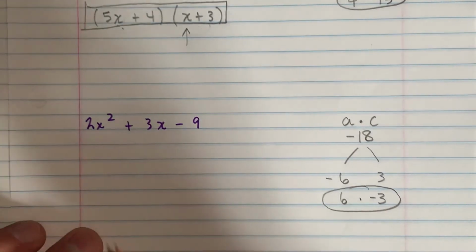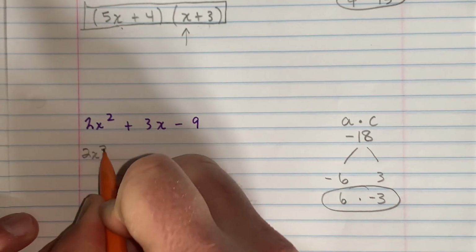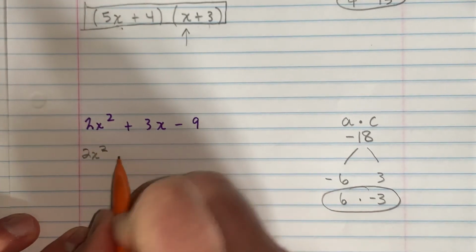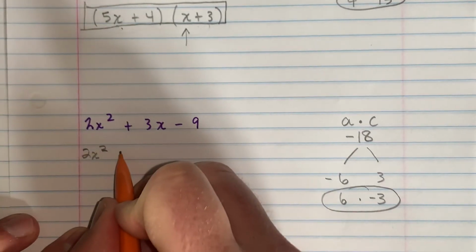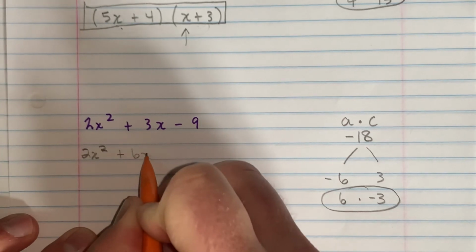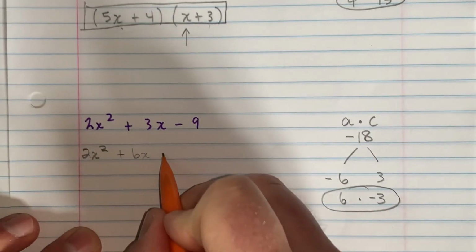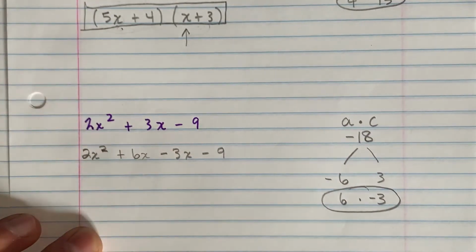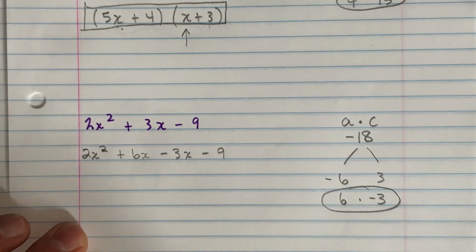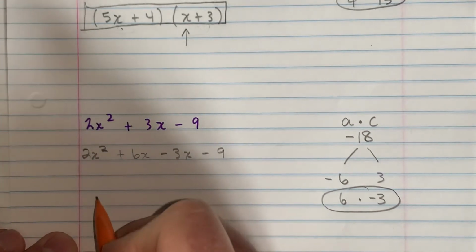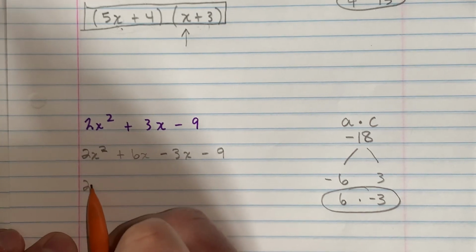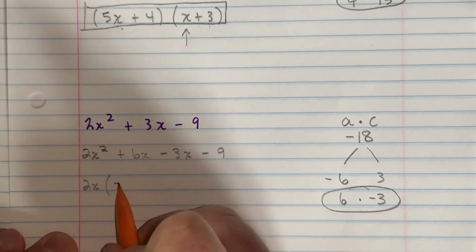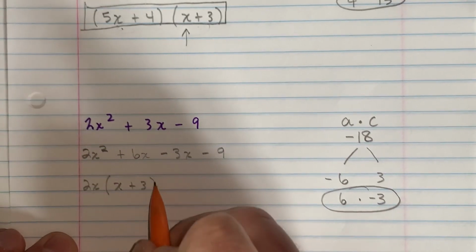So let's go ahead and use that up here and rewrite. And I'm going to want to write my 6 because the 2 and the 6 will kind of have a GCF. So plus 6x minus 3x minus 9. And just a quick check, yep, it's equivalent. 6x minus 3x would be 3x. All right, so now let's go ahead and pull out our GCF. Our GCF here would be 2x. They both have 2x in common. So this would just be x plus 3.